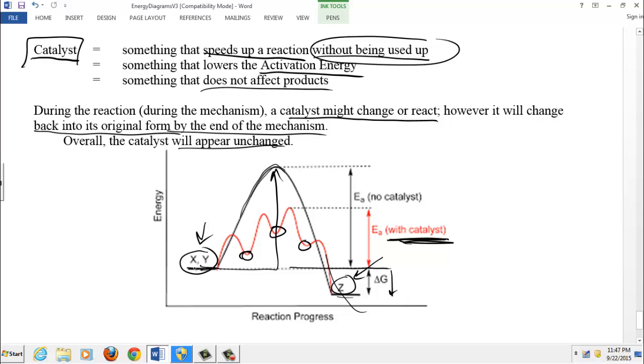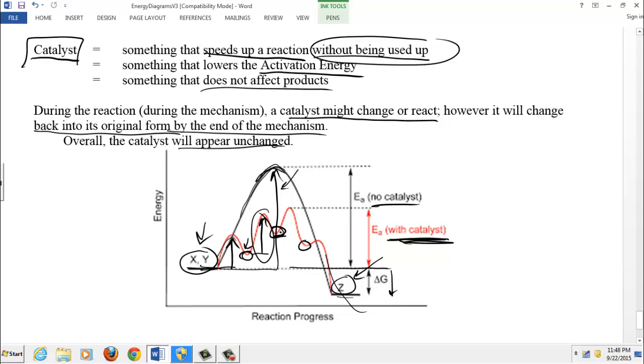So what happens? I don't know, X or Y, or maybe both, interact with the catalyst to form a brand new short-lived product, and that has a smaller activation energy. So it's a fairly quick step compared to the original one with no catalyst. But then this intermediate pauses here briefly, and then there's another activation energy to get to the second intermediate. But if you look at that activation energy, it's still smaller than this one. So it's still going to be faster.